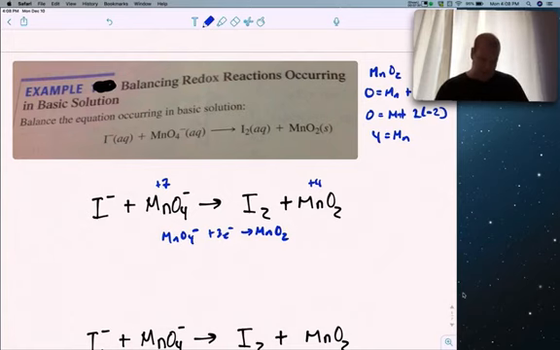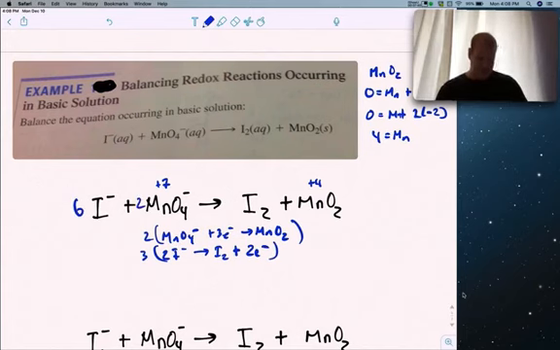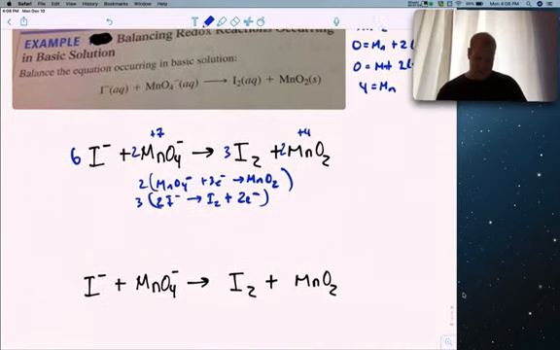And also 2I minus goes to I2 plus 2 electrons. So 3 and 2 again, so we need to multiply the first one by 2, second one by 3, because the lowest common denominator is 6. So we have 6I minus plus 2 permanganate makes 3 iodines and 2 manganese oxides.